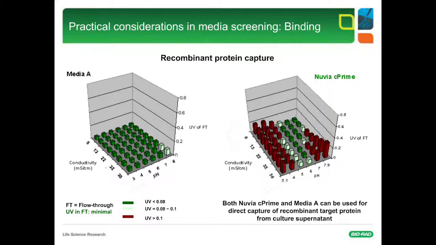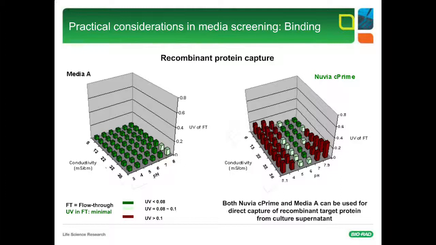Well, when we first glanced through this data, we thought, okay, Nuvia C' doesn't really work if we have extreme pH. But in reality, most of our culture harvest has a pH from 5 to 8, and then with modest concentration of sodium chloride. So we know based on this data, both resins are suitable for capturing of this target molecule from the harvest.